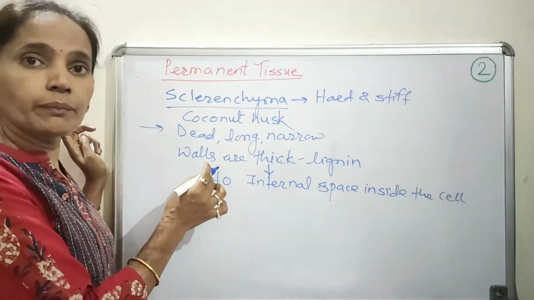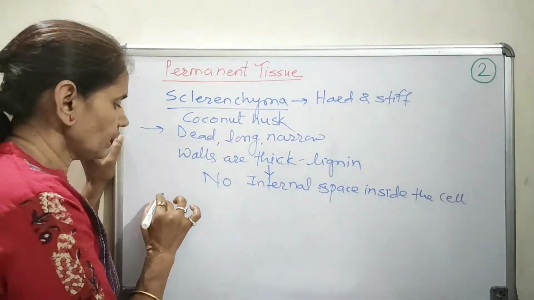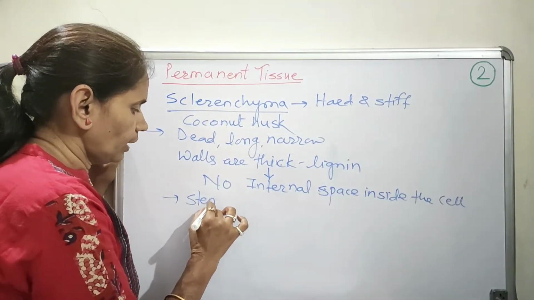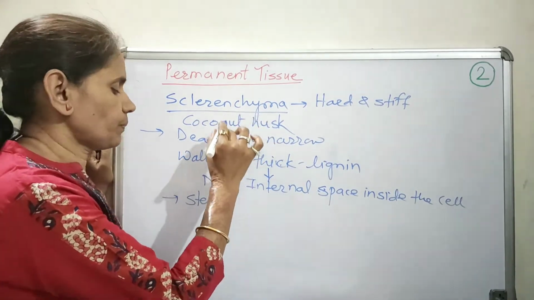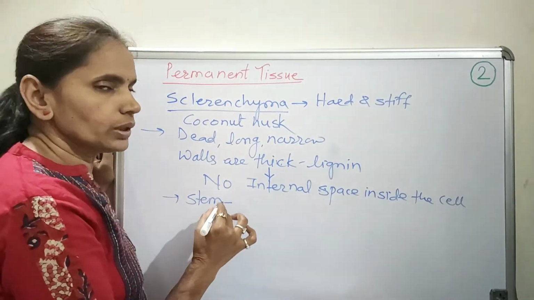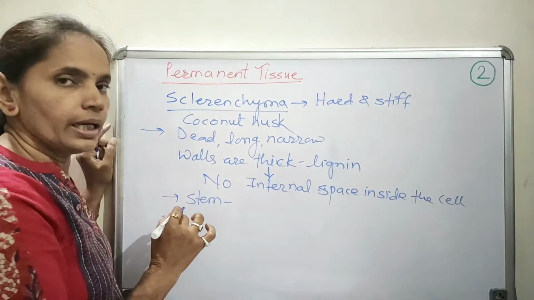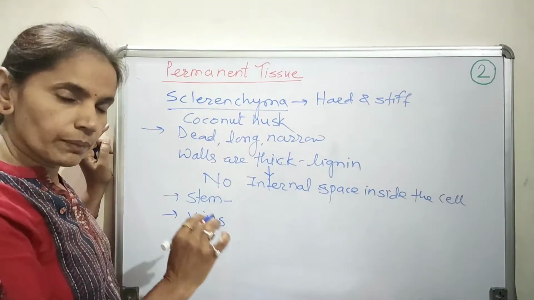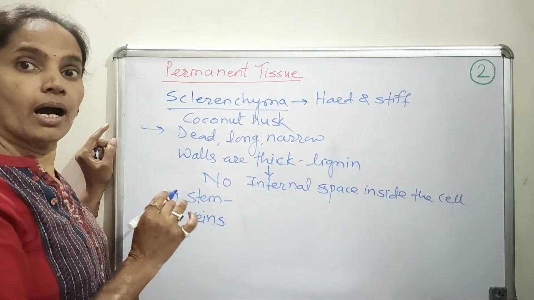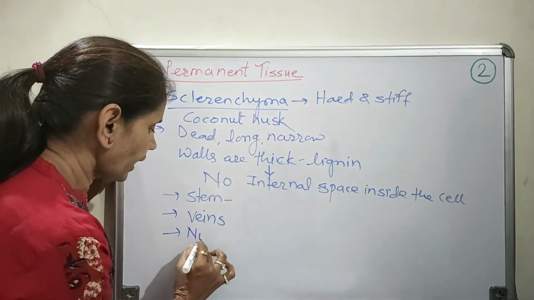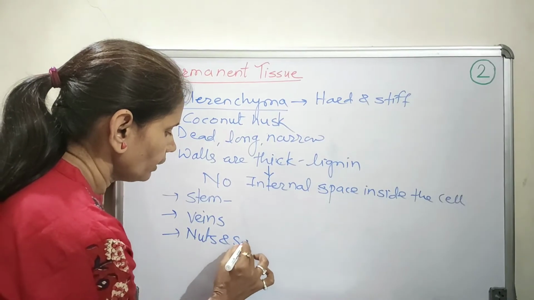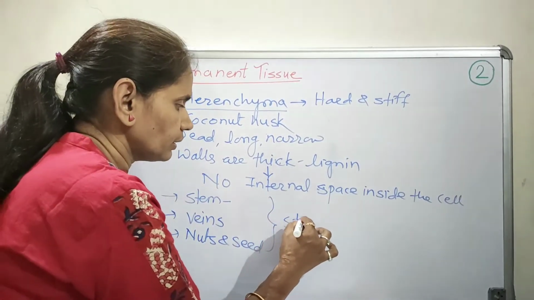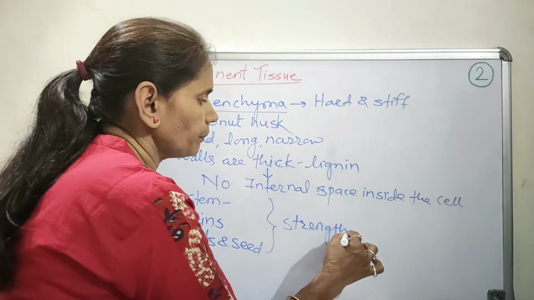Now where is this sclerenchyma tissue present? It is present in the stem around the vascular bundle. Then it is present in the veins of the leaves. Similarly, these are present in the hard shells of the nuts and seeds. Overall, it gives strength to the different plant parts.